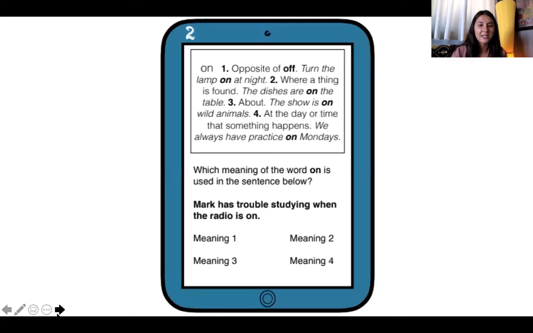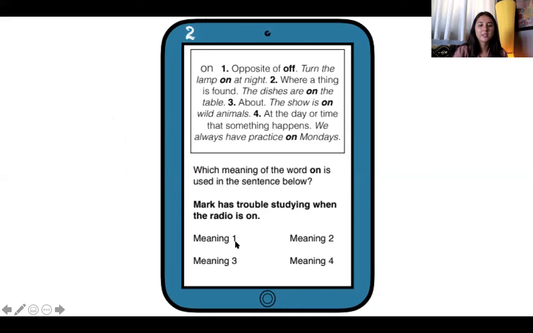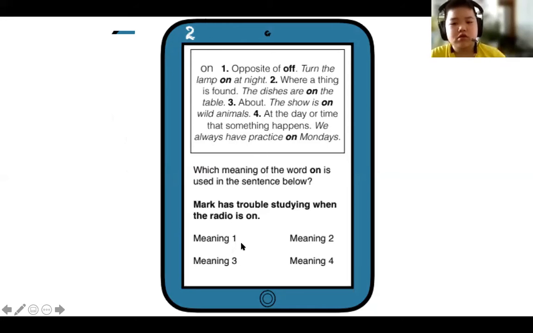Good job, Van Chi. Number 2, same dictionary entry, different question. Which meaning of the word on is used in this sentence below? Mark has trouble studying when the radio is on. Okay, Ryan, can you help Kuhn? What do you think? I think it is meaning one. Good job. Well done. The answer for this one is meaning 1, guys, the opposite of off.